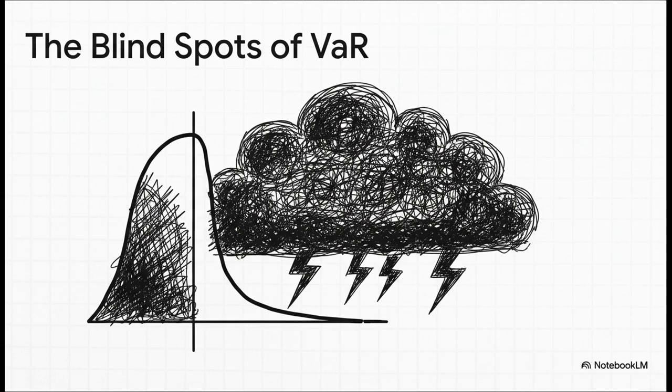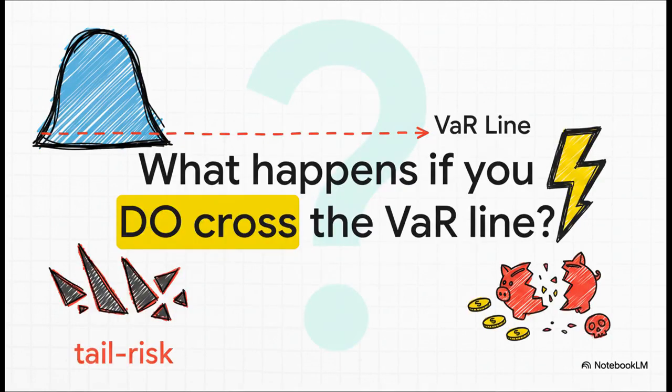Is it just a little smoke from some burnt toast? Or is the entire building about to collapse? VaR has no idea. It just knows the alarm went off. It's completely blind to how bad things can really get in those truly catastrophic events. So that leads us to a pretty scary question, doesn't it?